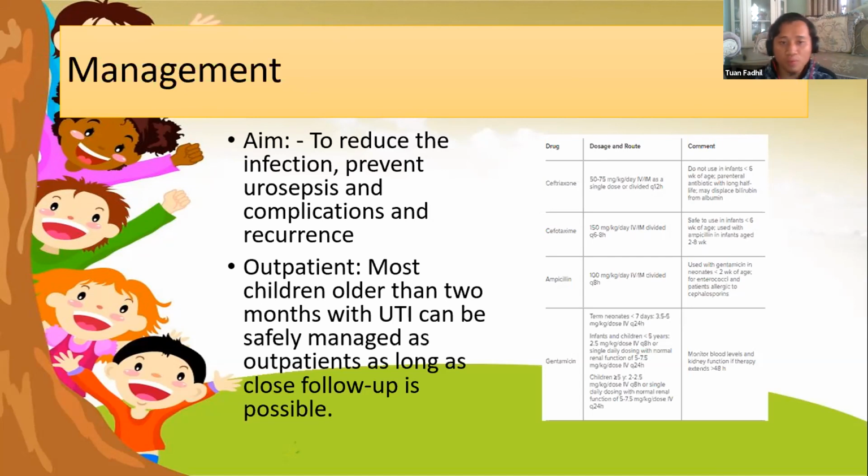For outpatient, most children older than 2 months with UTI can be safely managed as outpatient, and we follow up. We just give some medication, such as for the upper urinary tract, we may give trimethoprim and also cephalosporin.